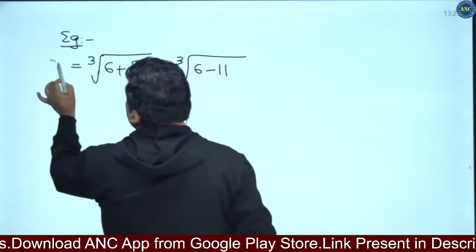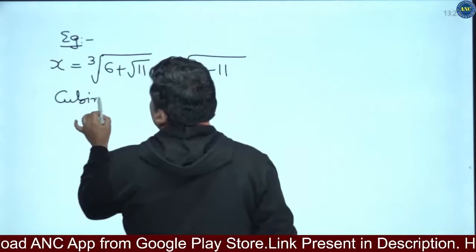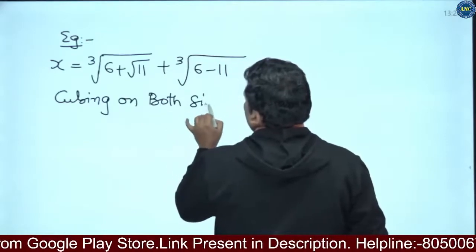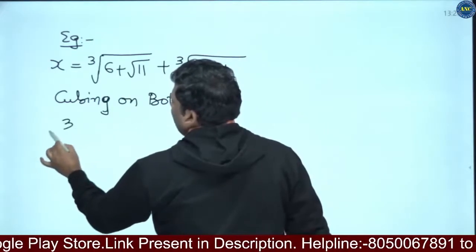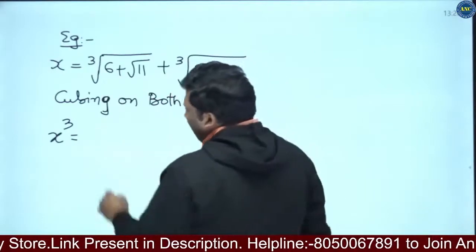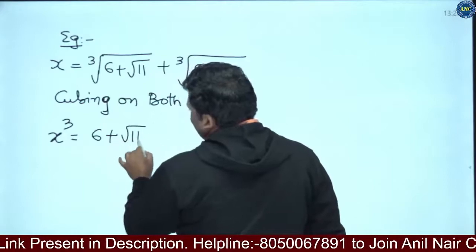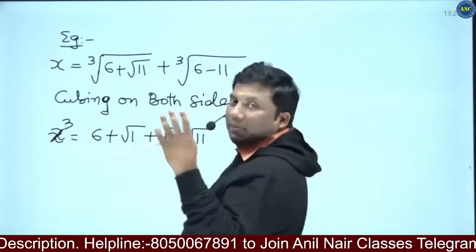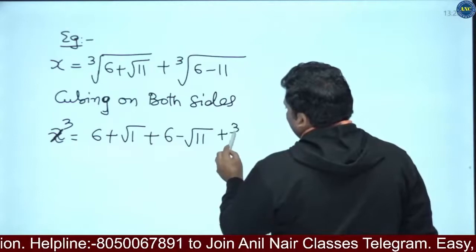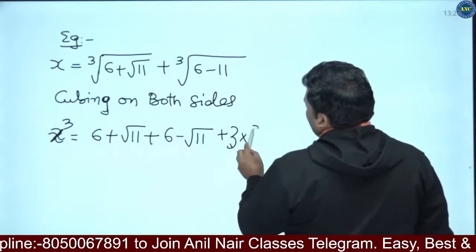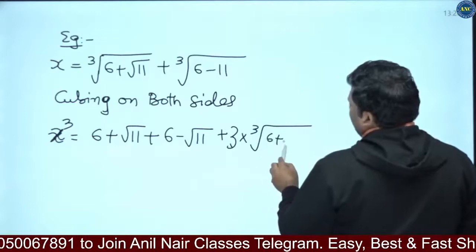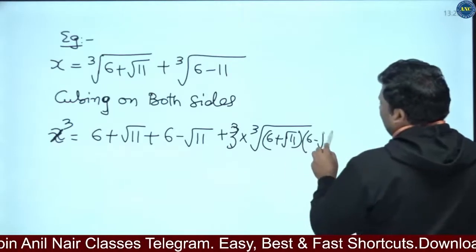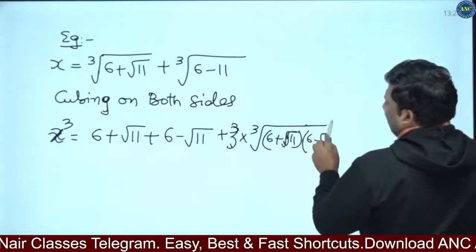Let me call it x. Cubing on both the sides: x cube equals a plus b whole cube, a cube, the cube root and cube cancel, 6 plus root 11, plus b cube, 6 minus root 11, plus 3ab. ab is the cube root of 6 plus root 11 into 6 minus root 11.